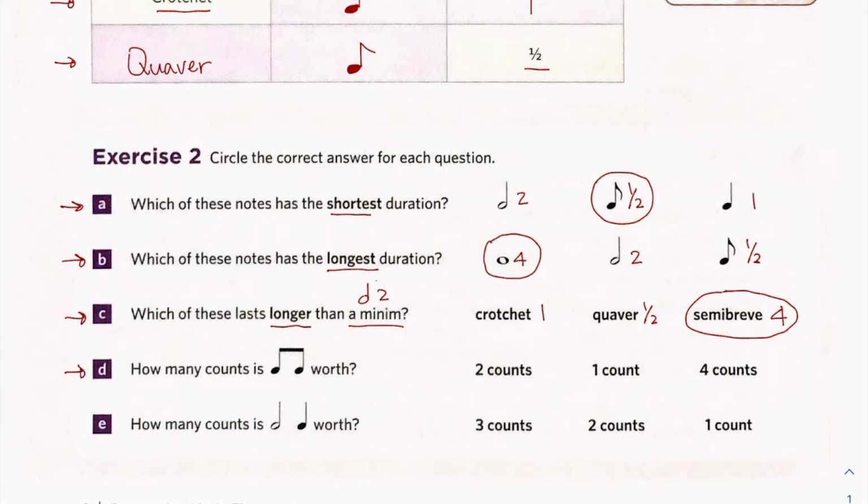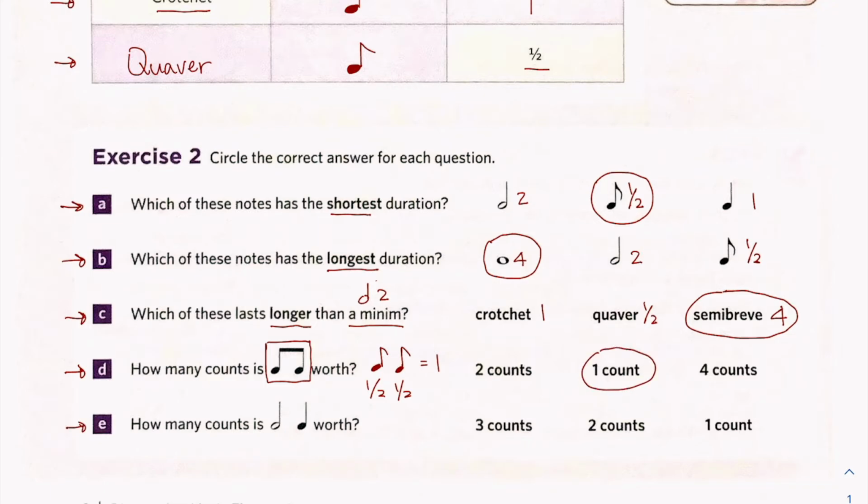Question D, how many counts is this worth? So let's see what we have here. Now we have 2 quavers here. If you remember, each quaver has a tail. So when we have 2 of them together, we join them up with a beam. So basically here we have a half plus a half, which is 1. So the answer would be 1 count.